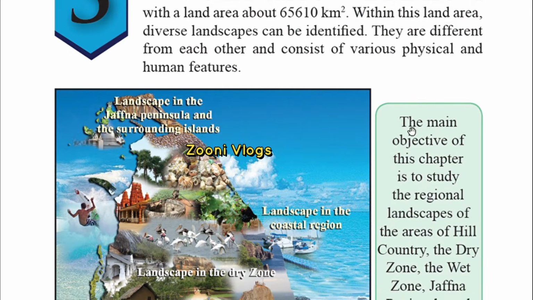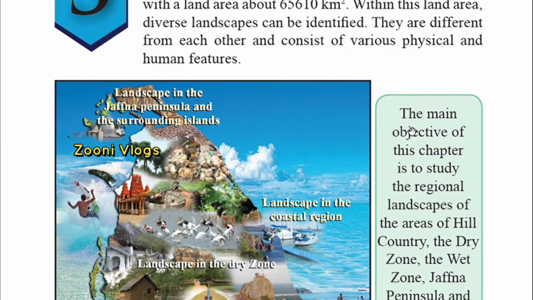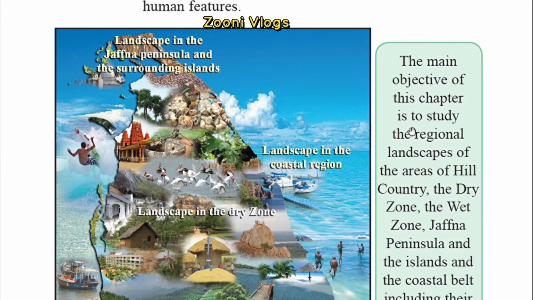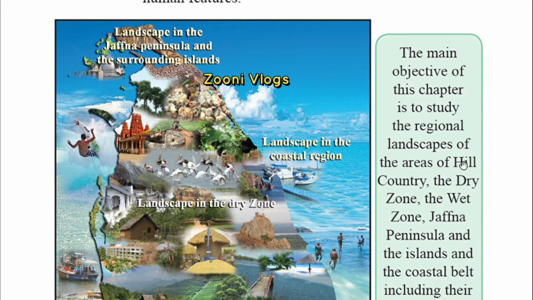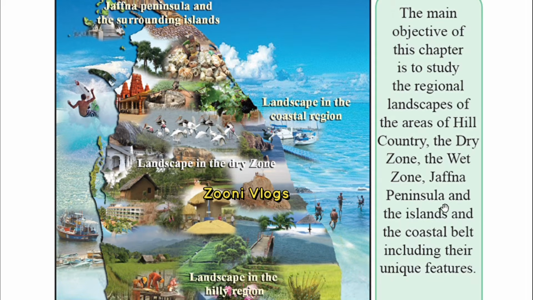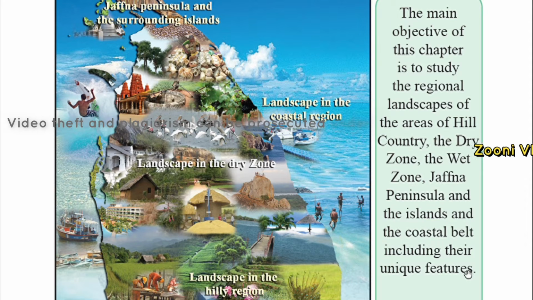Now here, the main objective of this chapter is to study the regional landscape of the areas of the hill country, the dry zone, the wet zone, the Jaffna Peninsula and the islands, and the coastal belt, including their unique features. That is the main objective, the main purpose of this chapter. From this lesson we are going to learn about the regional landscape of the areas.